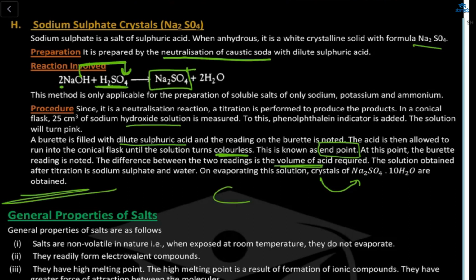So here we have to take a conical flask, and we have to add some indicator, so the solution will turn pink, and then we have to add some dilute sulfuric acid, and we have to allow the acid into that conical flask until the whole solution turns colorless, and then we have to note the difference between the first and second readings. The difference was the volume of the acid. So that's how we prepare this, and we'll get crystal sodium sulfate.